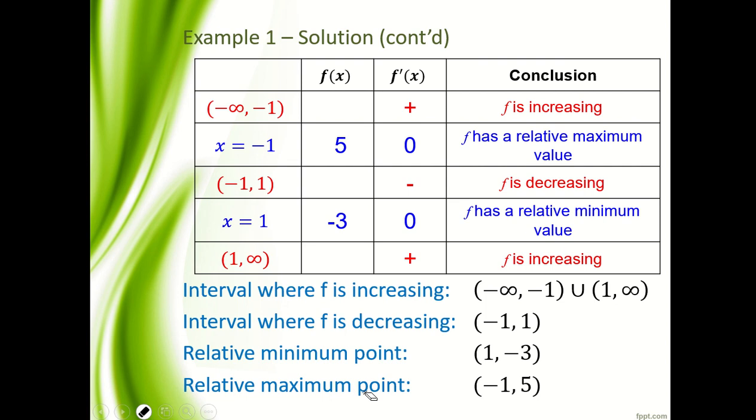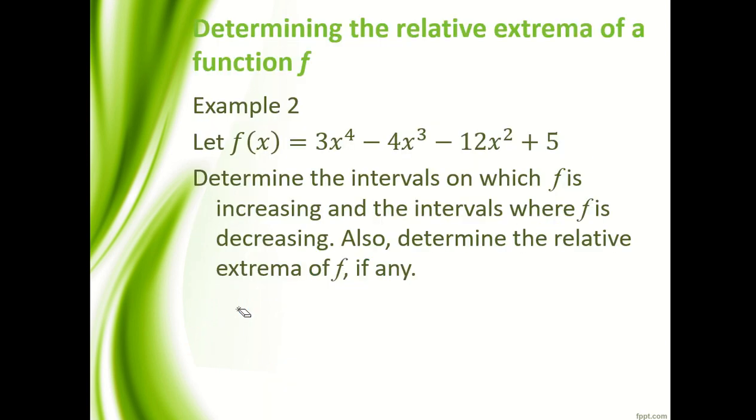And we have the relative maximum point. Where is it? That is when x equals negative 1, our f of x is positive. This positive value here indicates that the point is a relative maximum point. So therefore f has a relative maximum value at that point, coordinates negative 1 and 5. Okay, so that's the summary of this part, class.